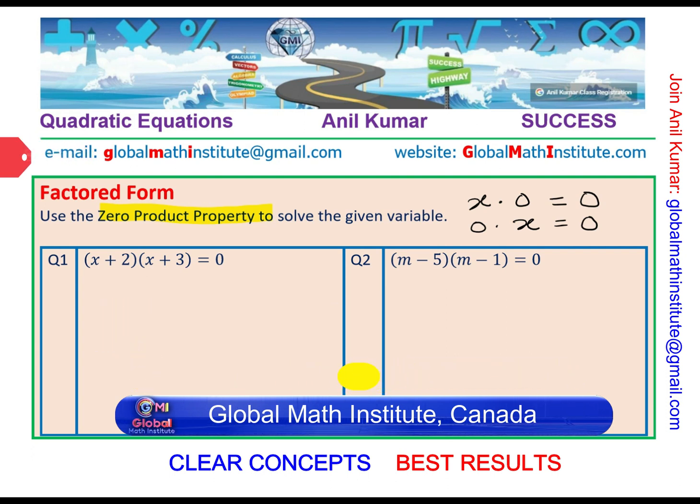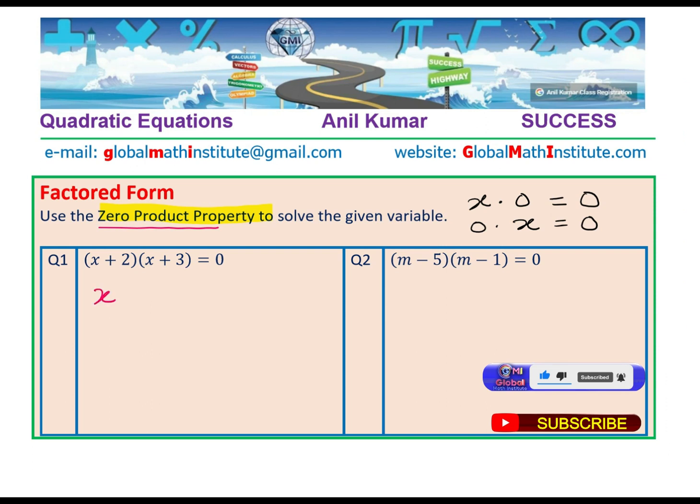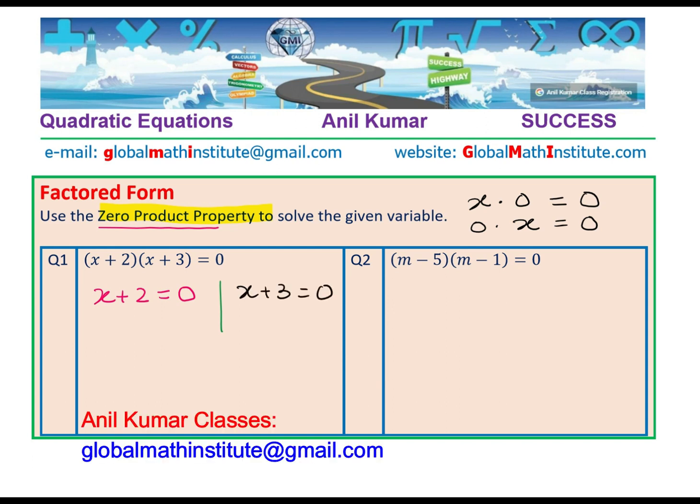Now, question 1 is (x plus 2) times (x plus 3) equals 0. So using this property of zero product, we could write that x plus 2 equals 0, and we could also write that x plus 3 equals 0. Now each one of them will give us a solution. Solution means x-intercept on the graph when plotted on the xy plane. So I hope you get the complete picture, right?